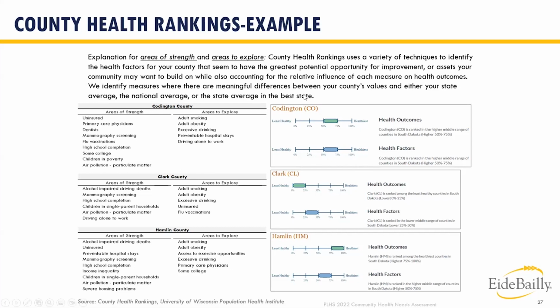Within the County Health Rankings, they're going to give areas of strength for that county and areas to explore based on where you are relative to the US overall and where you are relative to your state. If you looked here for this organization, when you look at areas to explore, you're going to see that adult smoking, adult obesity, and excessive drinking are showing up in all 3 counties. So that could be an indication that those are some significant health needs in your community.